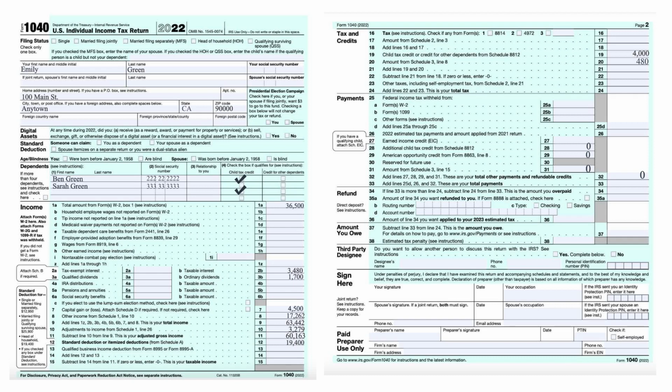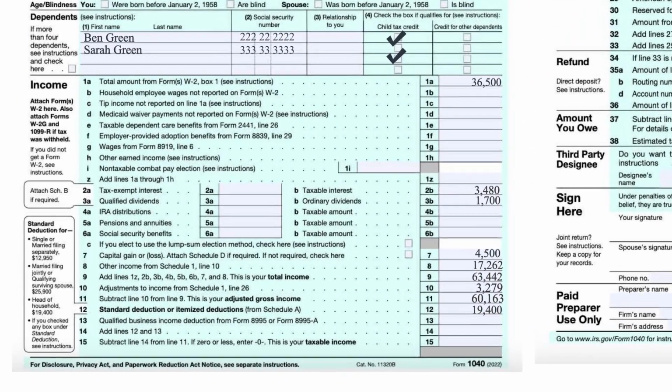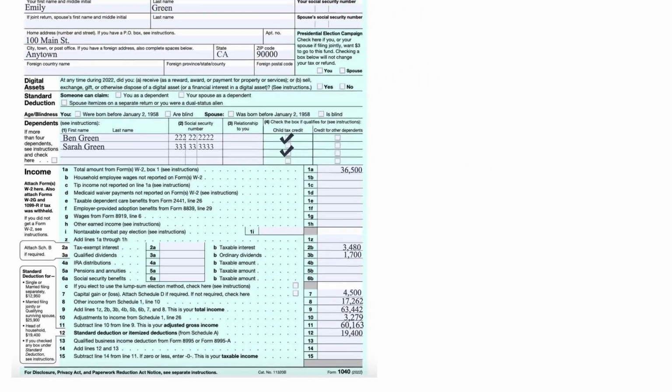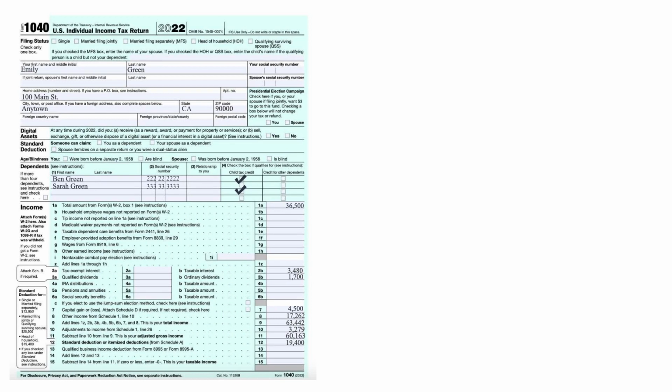Welcome back. In this video, we will be going over the remaining lines of Form 1040. In the previous tax credits video, we skipped line 13, which we will go over now. Line 13 is for the qualified business deduction, and upon deducting it, the taxpayer will arrive at their taxable income.